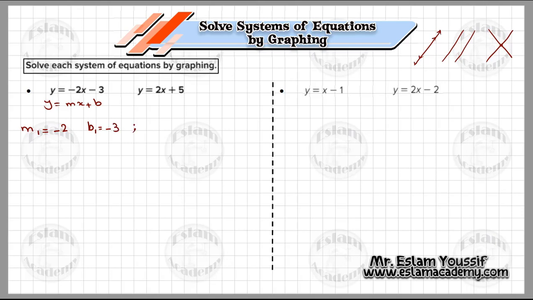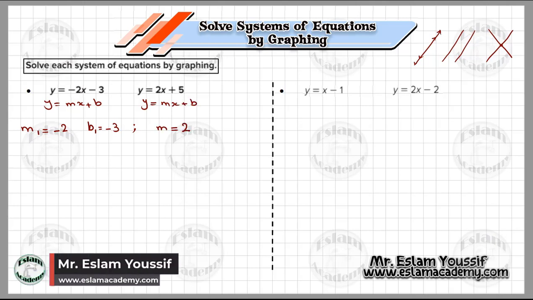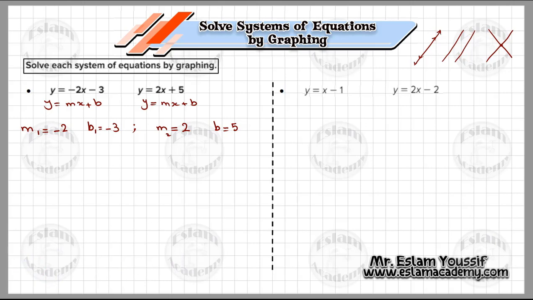Now in the same way we can find the slope and the y-intercept for equation number 2. You will find that the slope equals the coefficient of x, which is 2, and the y-intercept equals 5. Now we have the slope and the y-intercept for both equations, so we can graph the two lines. For any slope, you need to write it as a fraction, so it will be -2/1, and for the second one it will be 2/1.